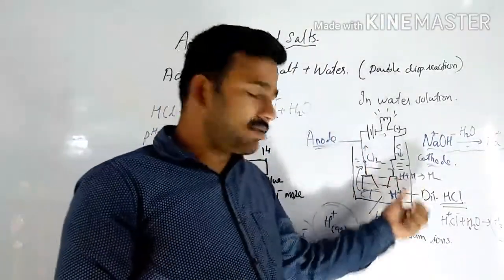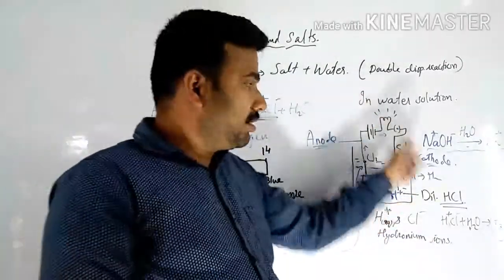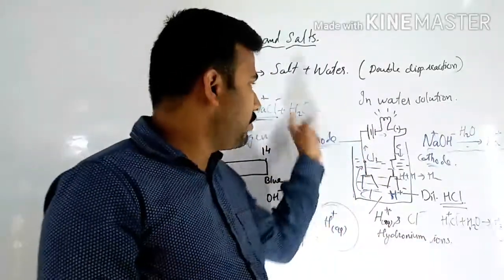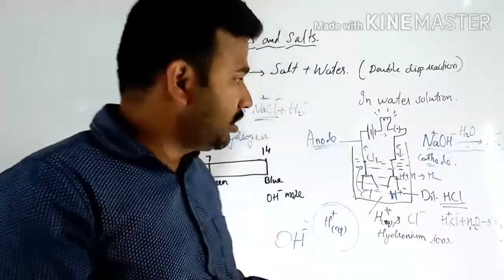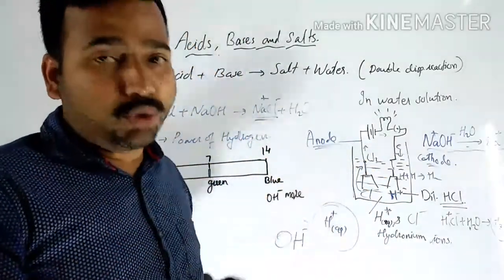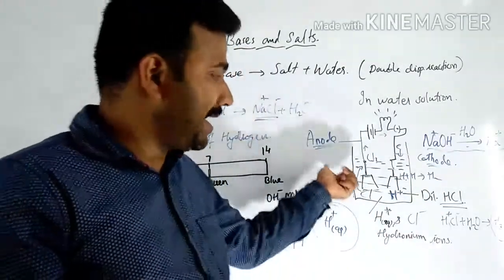Bases also conduct electricity. Acids also conduct electricity. So with this particular example, we can prove that acids, salts, and bases all conduct electricity. But not alcohol or sugar solutions, which also contain OH groups or hydrogen.